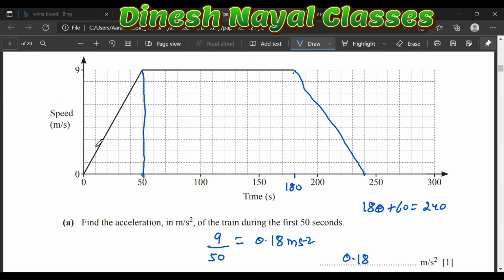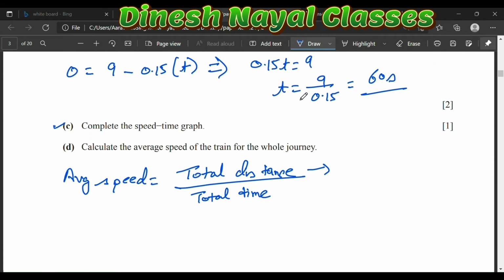As you can see, these two are the parallel sides. It's a trapezium. This side and this side are parallel. And the height is 9. So you know that this side is 240. The upper one will be 180 minus 50, which is 130. Now substituting it in the formula, that will be half, then bracket sum of parallel sides, which is 240 plus 130, into 9, which is the height.